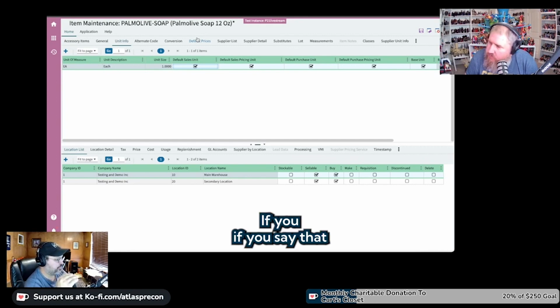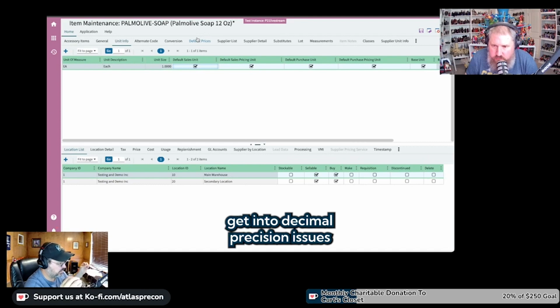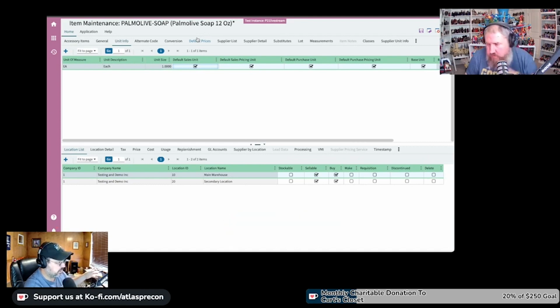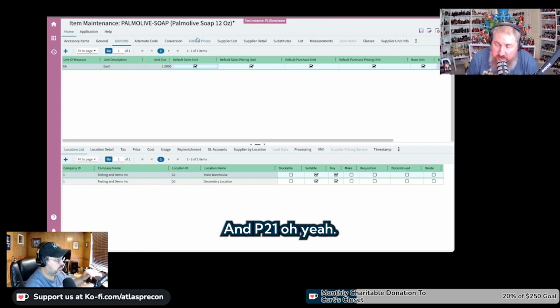If you say that the base unit of measure for the steel is 1 bar, that means you have to do the division to say it's 1/480th of a bar is an inch. That's insanity. That's not going to work. You're going to get into decimal precision issues that will haunt you for the rest of your days. And decimals are so much fun in P21.